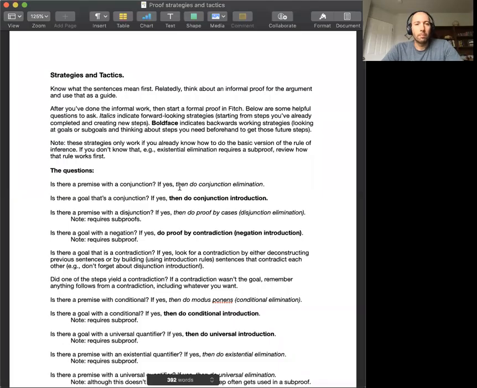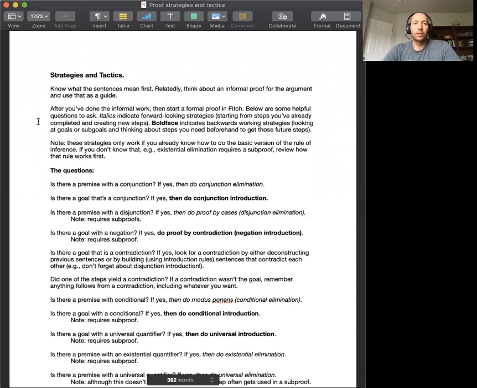I'm going to go over some strategies and tactics for doing proofs, particularly now that we have completed the first order logic language that we're working with. So here I'm assuming that we have a first order logic with conjunction, disjunction, negation, the conditional, as well as the biconditional, and then the two quantifiers, the universal quantifier and the existential quantifier.